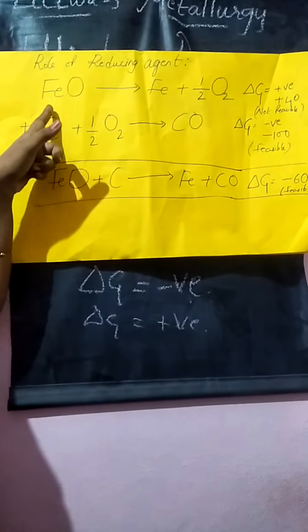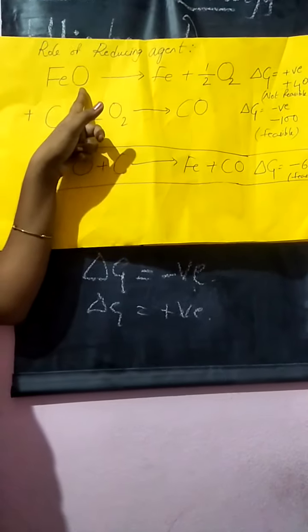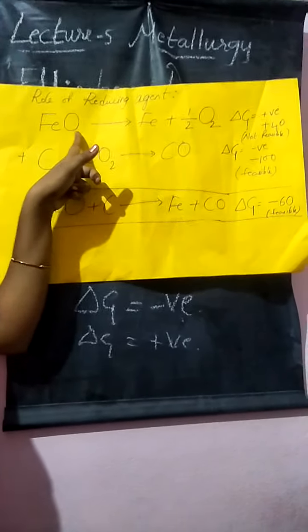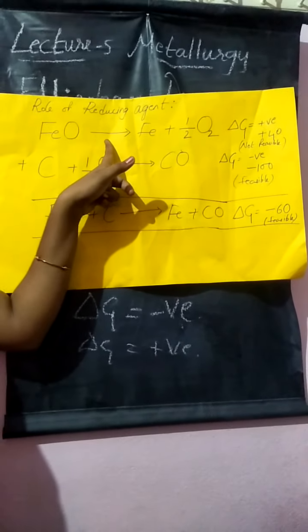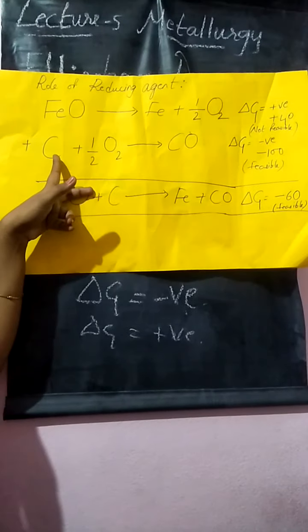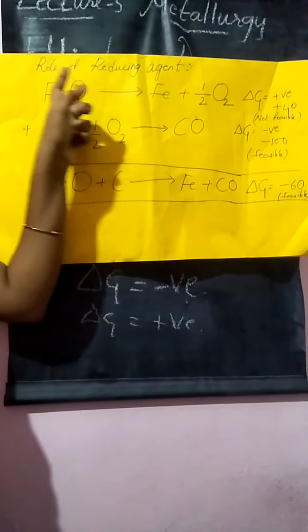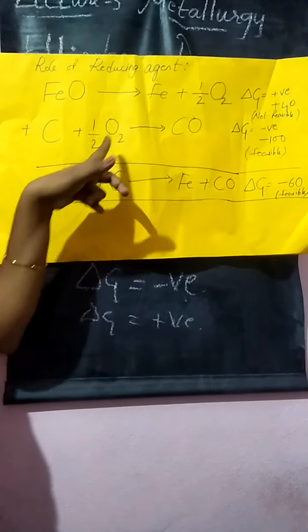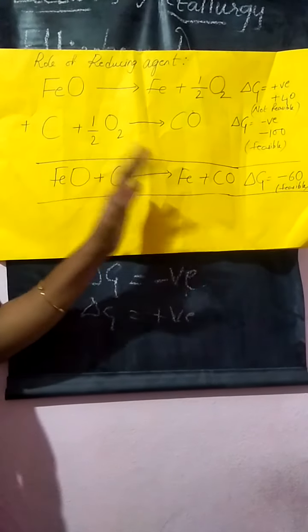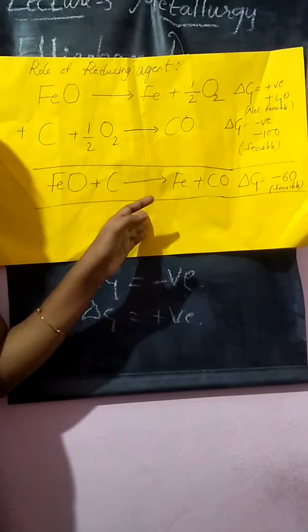In this particular reaction, if you observe, the reaction is not feasible if there is no reducing agent. Only when we add a reducing agent does the reaction become feasible. So that is the role played by the reducing agent for a reaction to happen spontaneously.